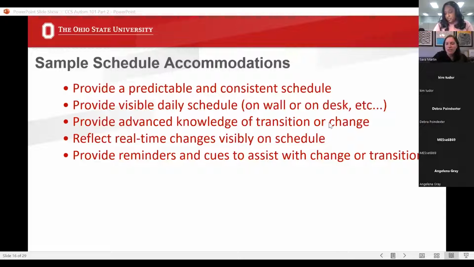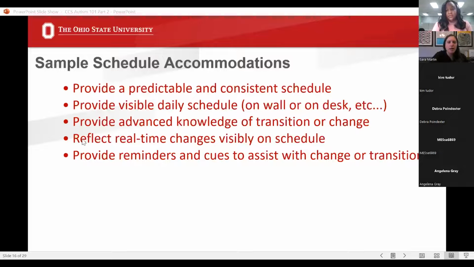Providing advanced knowledge of a transition or change. Like we showed in the video, it had them notifying parents of things to expect the week ahead of time. That way parents can help prime over the weekend. If you know there's going to be an assembly on Friday, or a late arrival on Thursday, make sure at the beginning of the week you are letting that student know that. Obviously, things are going to be unpredictable and come up, but trying your best to provide advanced knowledge is very helpful.